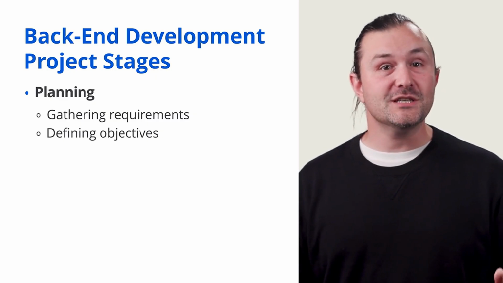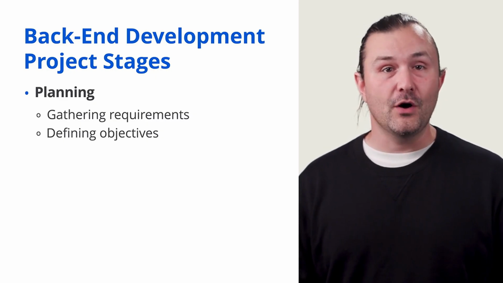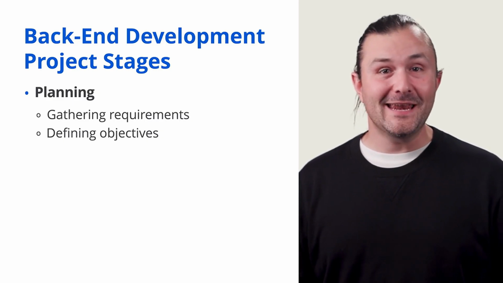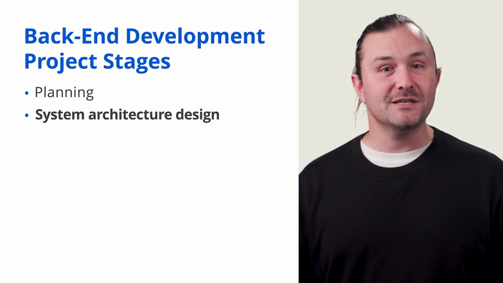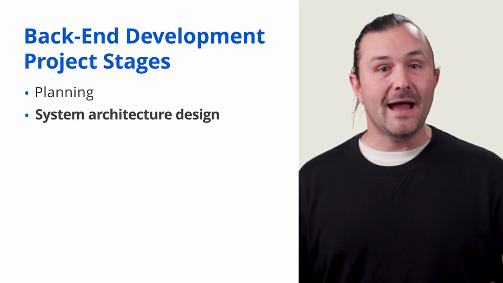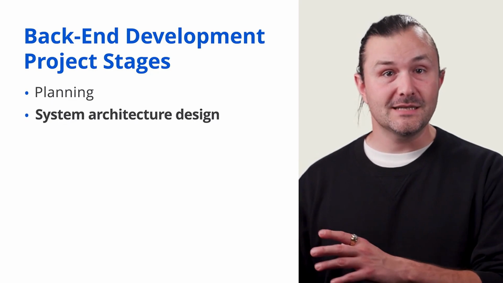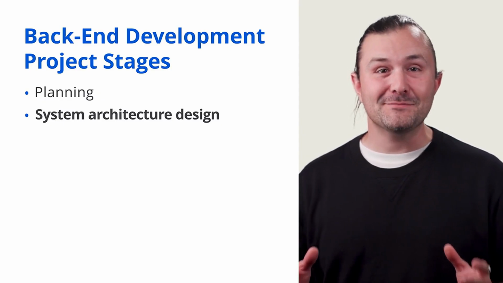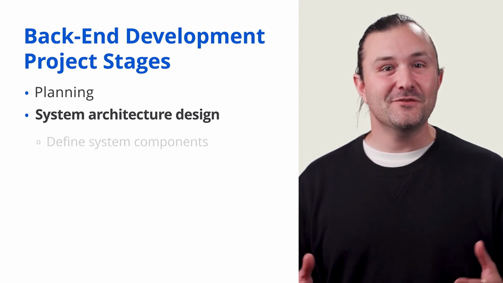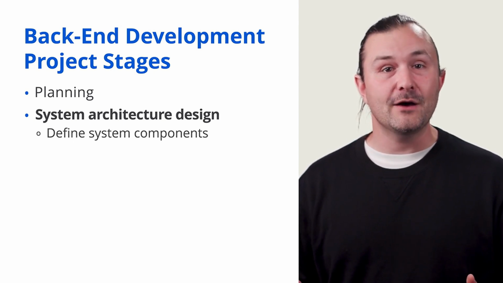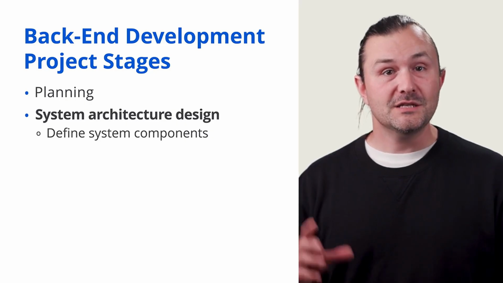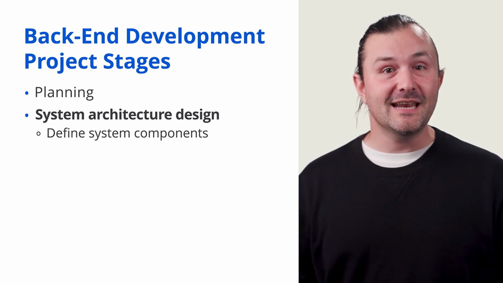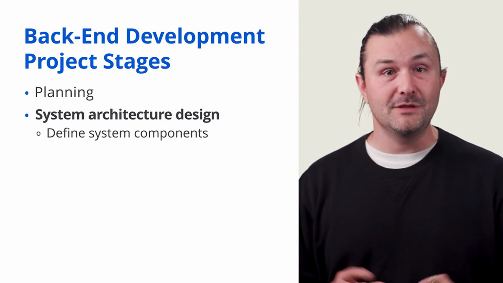Good planning ensures a successful project by ensuring everyone involved has a clear vision of the end product. Once the groundwork is laid through careful planning, the focus shifts to the system architecture design. Here, back-end engineers take a project's blueprints and begin crafting the structural framework that will bring the back-end system to life. During this stage, they define the system components by breaking down the application into smaller components, such as databases, servers, APIs, and services.